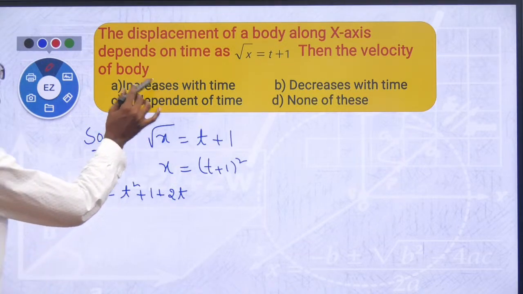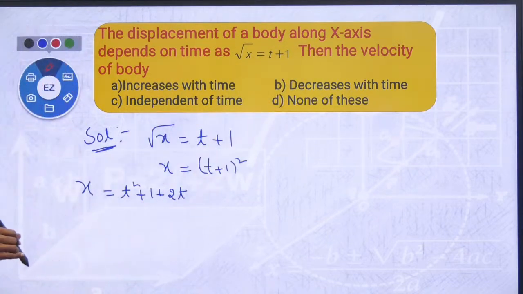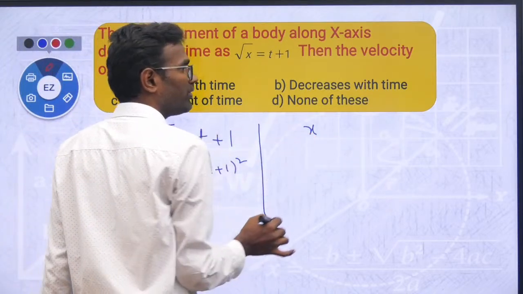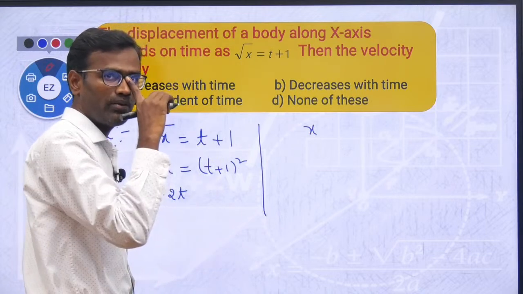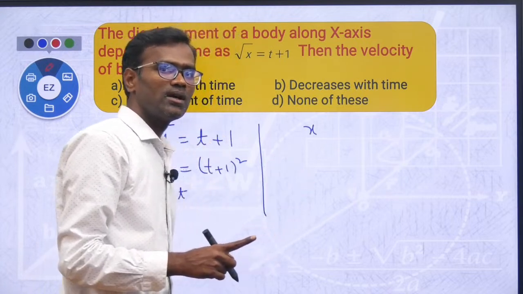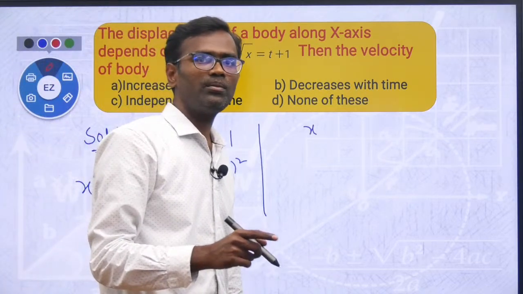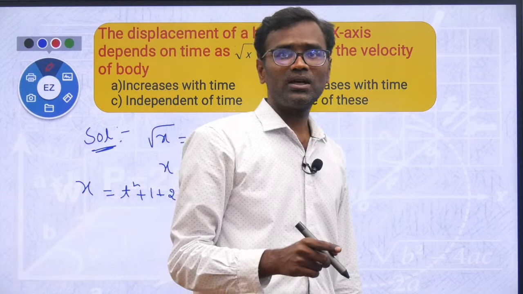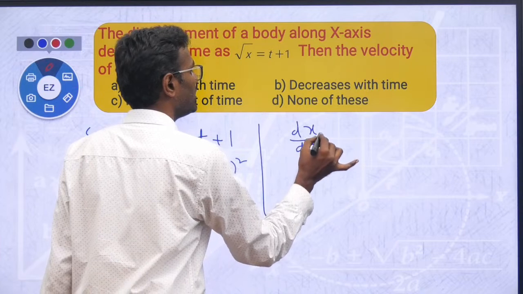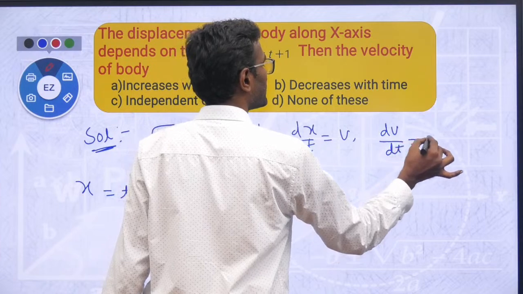Now it is asking for the velocity. How will you get velocity, children? The time derivative of position is velocity. The time derivative of velocity is acceleration. So dx by dt gives velocity, whereas dv by dt gives acceleration.